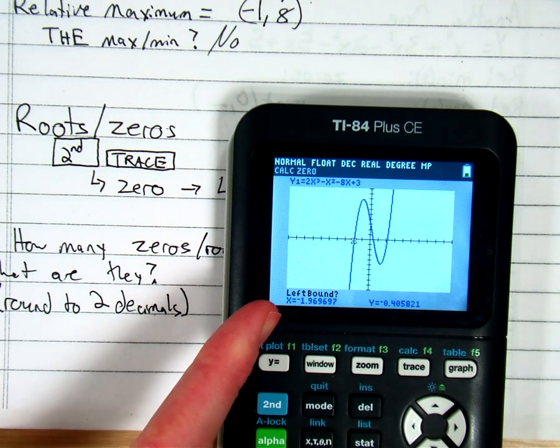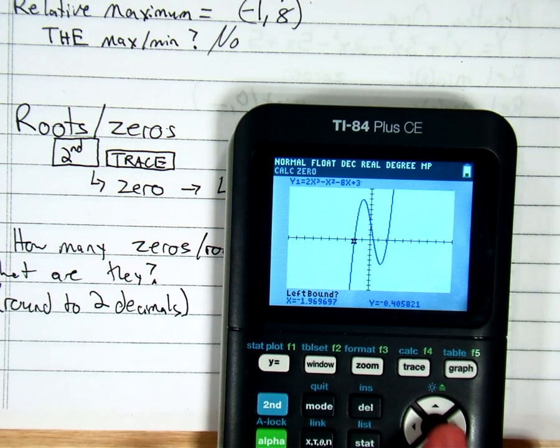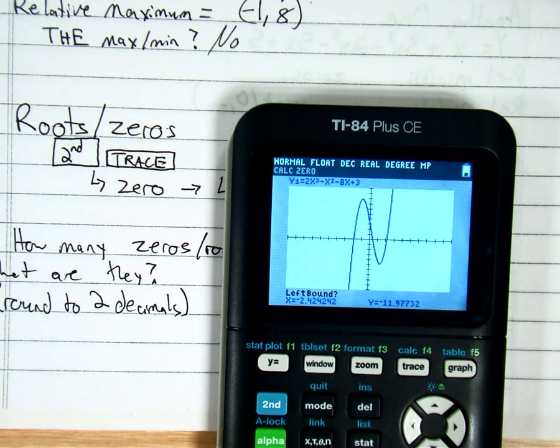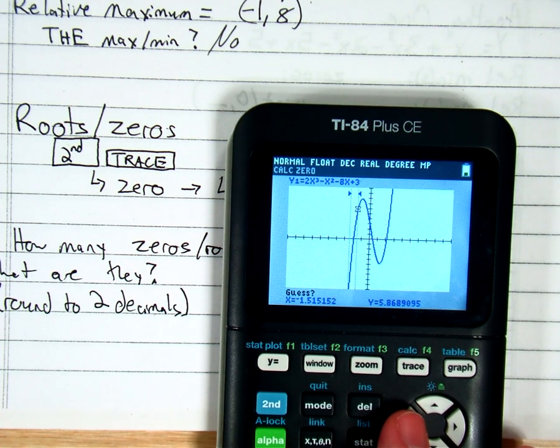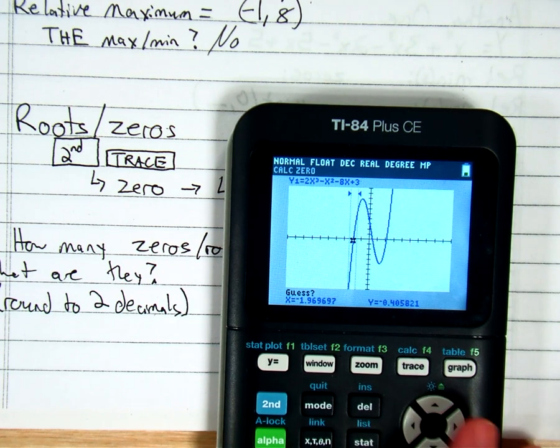Left bound, we're going to hit left 3 to 5 times. You might go off the screen. That's okay. Left, left, left. Enter. Bring it back up. Now right 3 more times. Right, right, right. Enter. Back to the middle. Hit enter our third time.